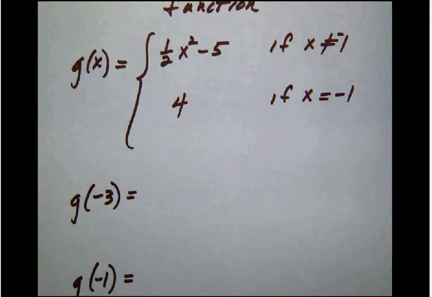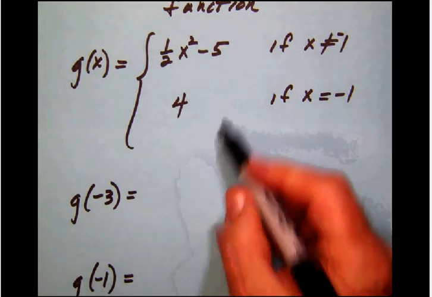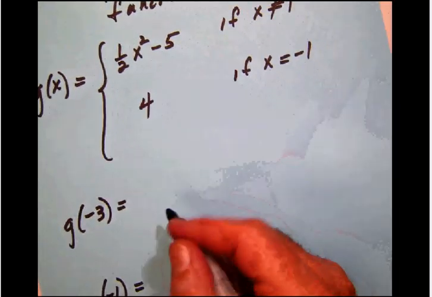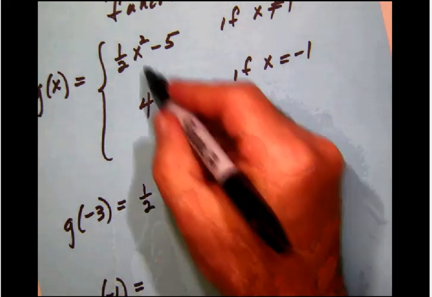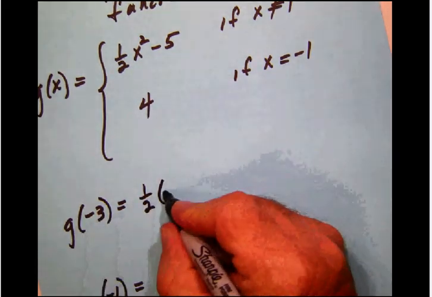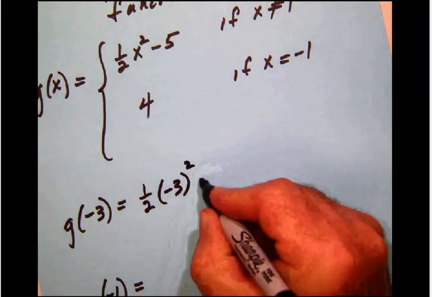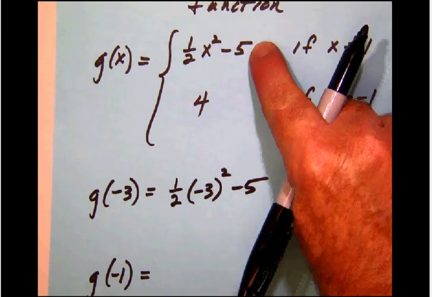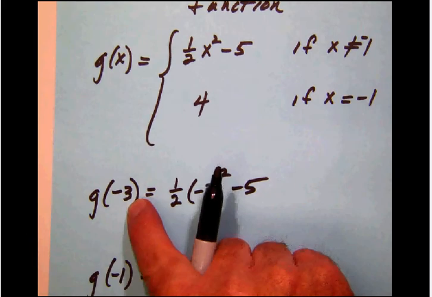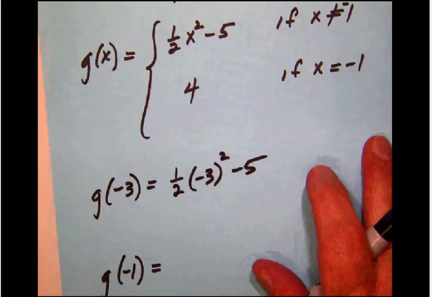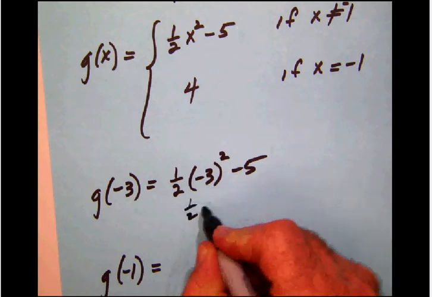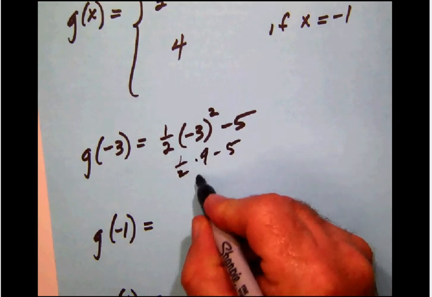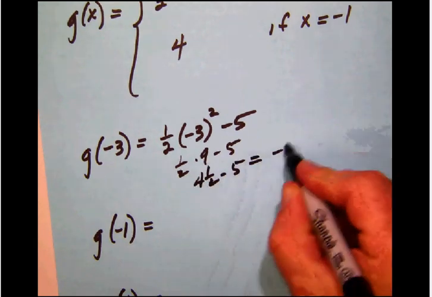Now notice here the g of -3 is going to have to be evaluated in this half, because our x is not -1. So what we're simply going to do here is take the x value out and put the -3 value in. We're going to square that and evaluate according to the formula we have here. -3 squared is 9, so we're going to have a half of 9 minus 5. Half of 9 would be 4.5. So 4.5 minus 5 would be -1/2.